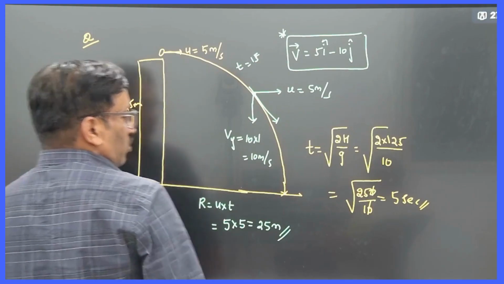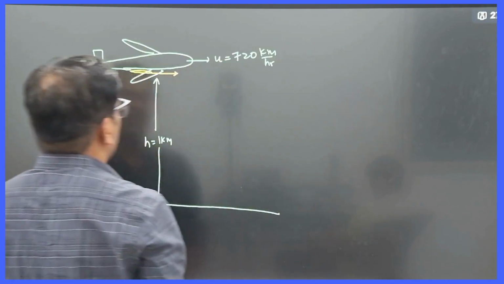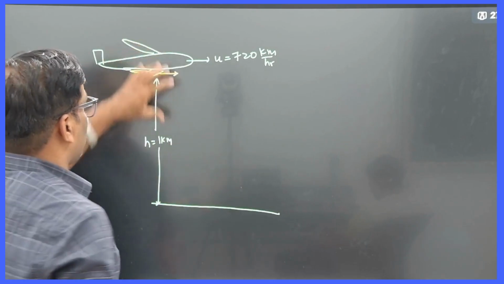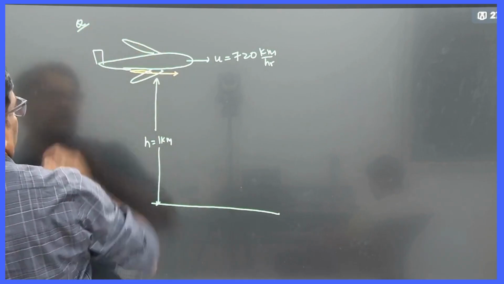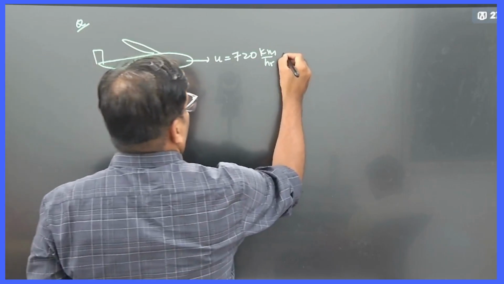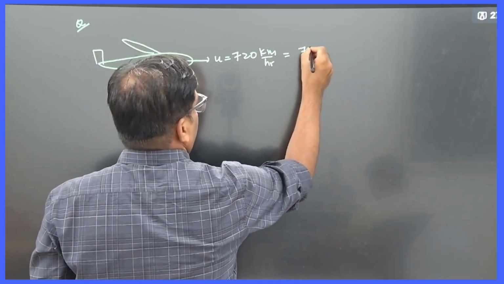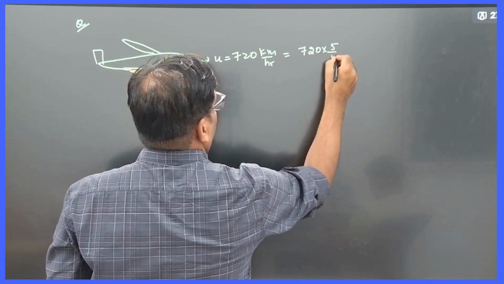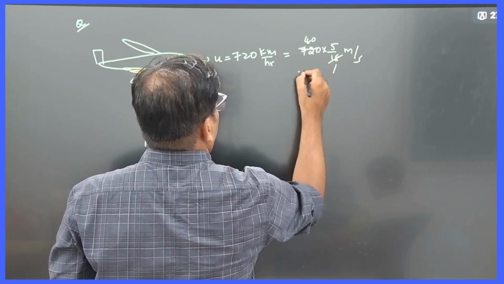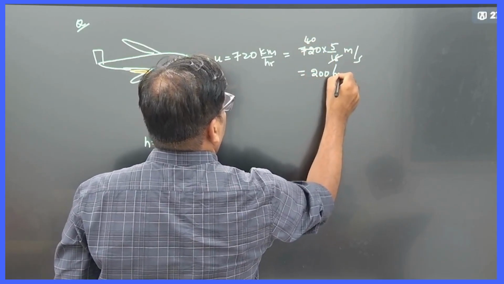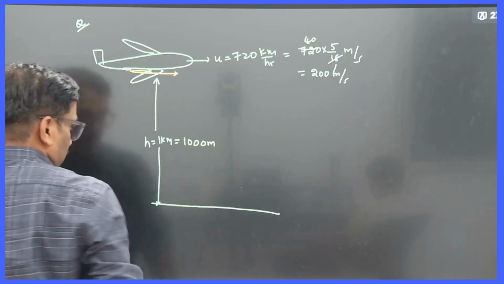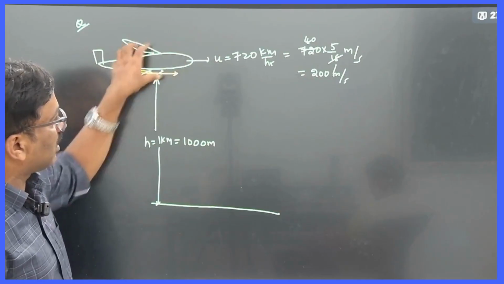Let us do one more question now. This is one of the applications, and it is exactly the same. There is an aeroplane going with a speed of 720 km per hour. 720 km per hour we can convert into meters per second: 720 into 5 by 18 meters per second. 18 fours are 72, so it is 200 meters per second. The height is about 1000 meters. So this jet plane is going.